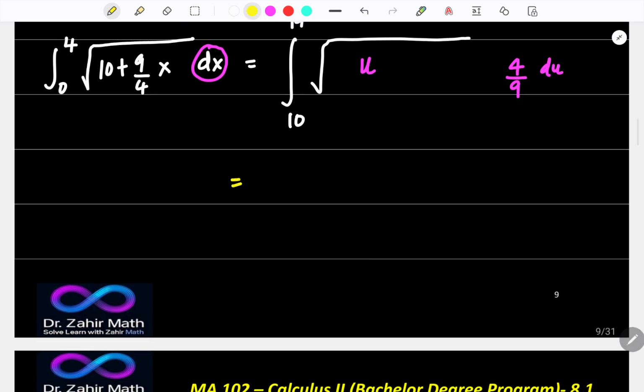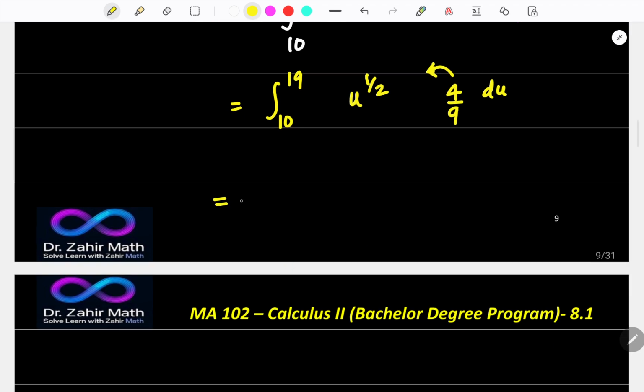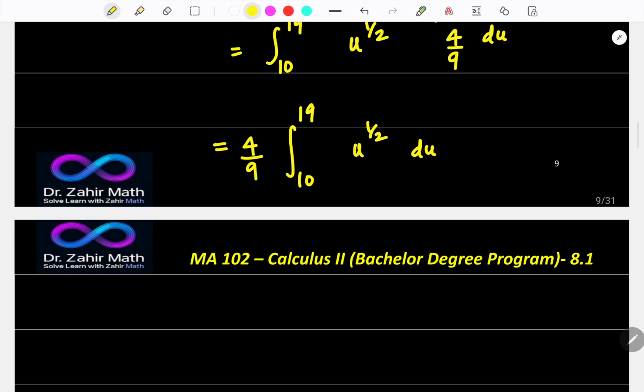So this equals, right? Integral 10 to 19, I can write it as u power half times 4 by 9 du. 4 by 9, I will take it outside the integral. So this equals 4 by 9 outside, integral 10 to 19 u power half times du. See here, where before it was 9 by 4x plus 10, now it's simplified very easily when you start using what?